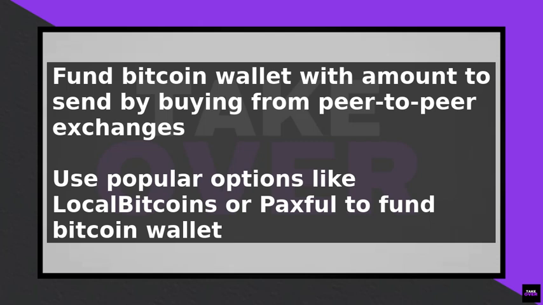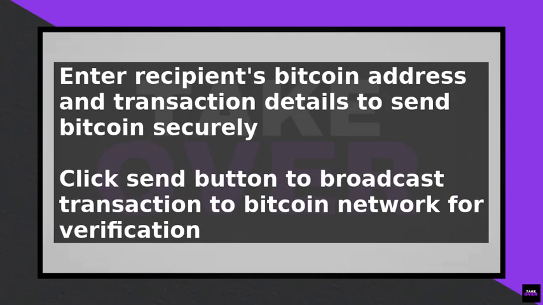After you have entered the recipient's Bitcoin address and the transaction details, click on the Send button to broadcast the transaction to the Bitcoin network. The transaction will be verified by the Bitcoin network, and the recipient will receive the Bitcoin once the transaction has been confirmed. It is essential to note that sending Bitcoin from China may be subject to certain restrictions and regulations.